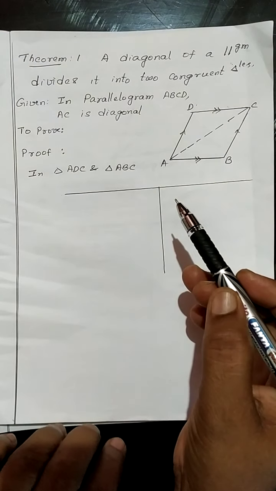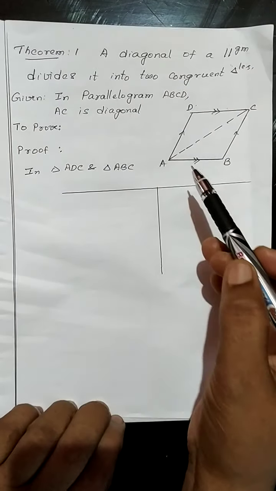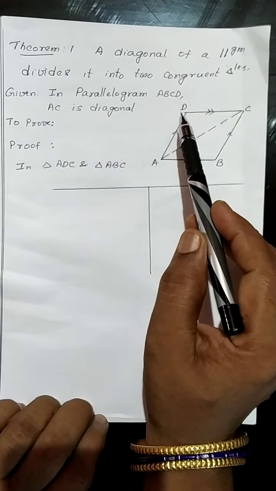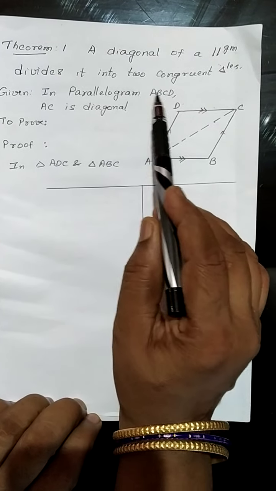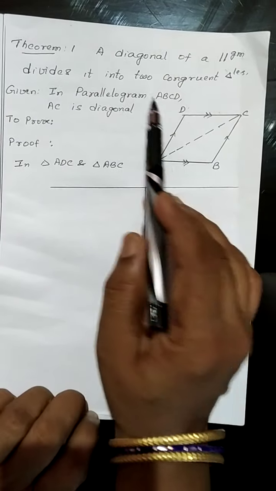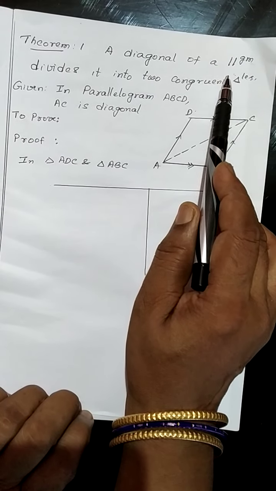Students, today we are discussing theorems on parallelogram. The diagonal of a parallelogram divides it into two congruent triangles. That is the thing we have to prove. So what is given in a parallelogram?